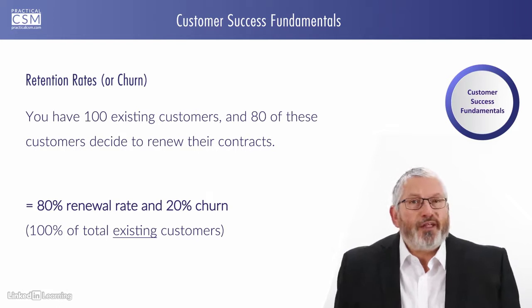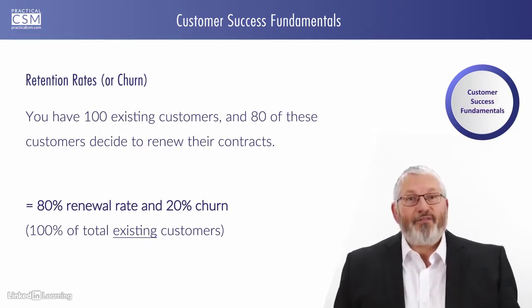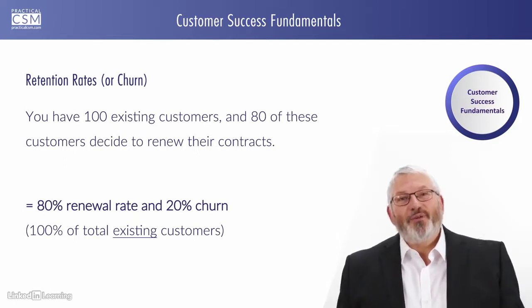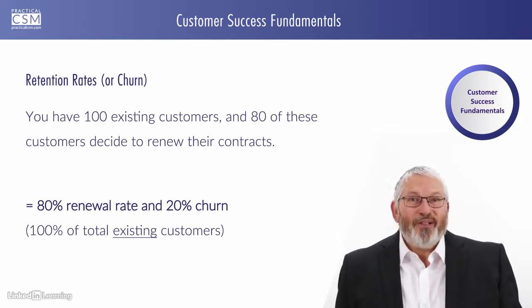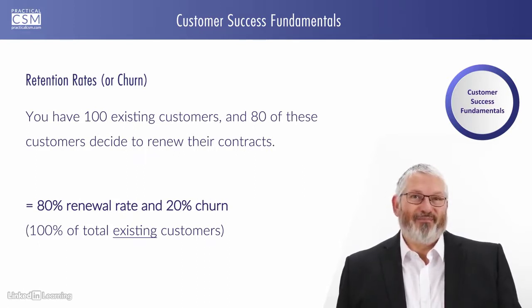You can also express it negatively by referring to the percentage of customers who do not renew, and this is referred to as the churn rate or just simply churn. So if you have 80% retention, then you also have 20% churn, since all customers either did or did not renew, and therefore retention and churn must add up to 100%.